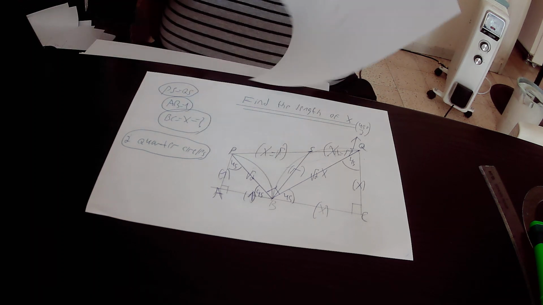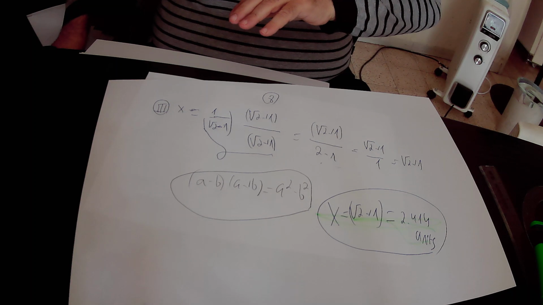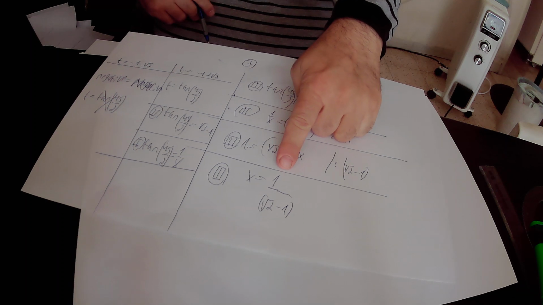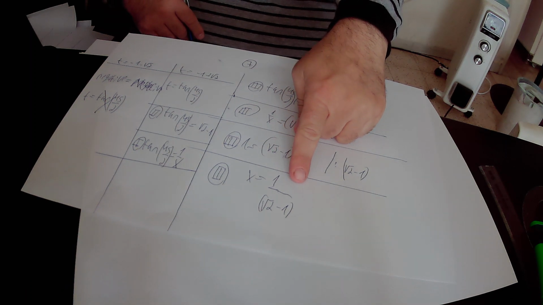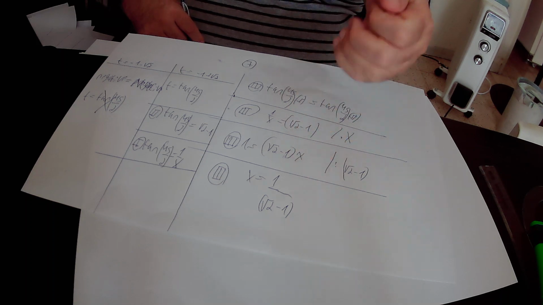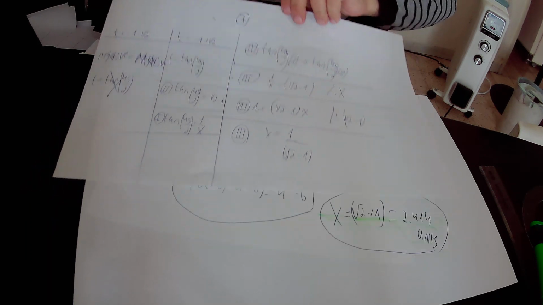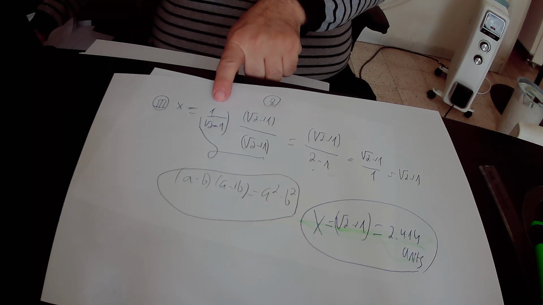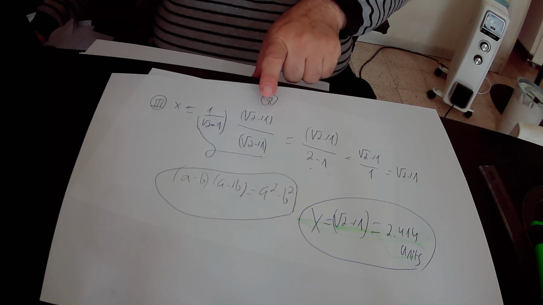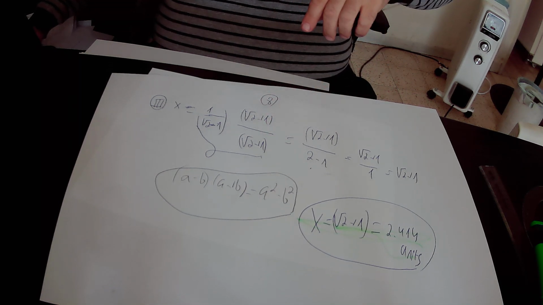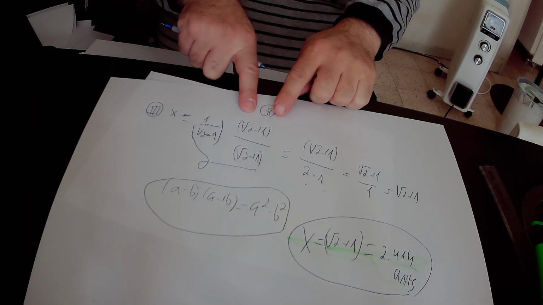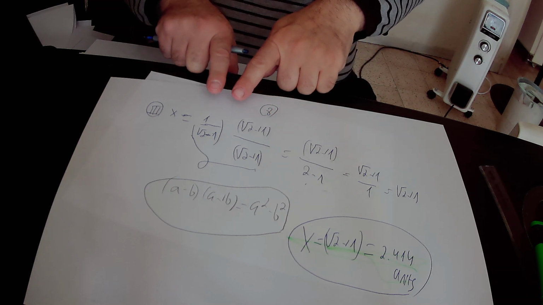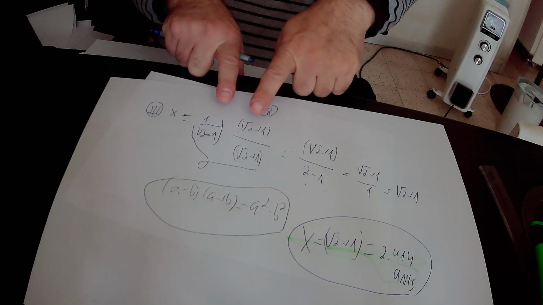Then we multiplied this side of the equation by the square root of 2 plus 1, and then we divided by the square root of 2 plus 1. That is to say, we multiplied it by 1, therefore this operation is allowable. So here we multiplied this expression by the square root of 2 plus 1, and then we divided by the square root of 2 plus 1. So in the numerator we have the square root of 2 plus 1, over in the denominator we have the square root of 2 minus 1 times the square root of 2 plus 1.